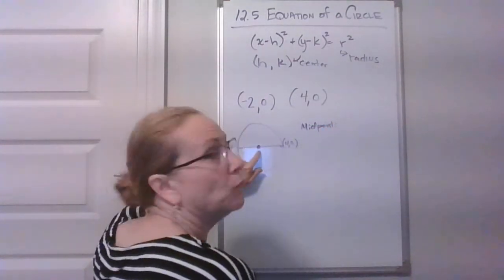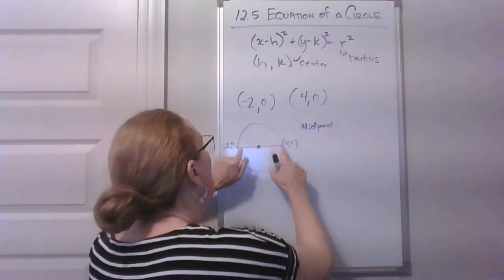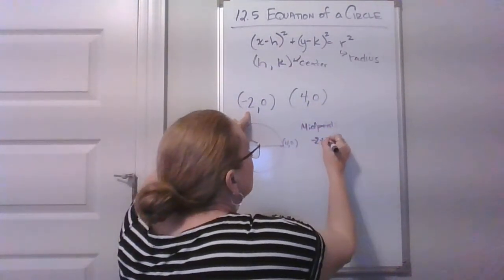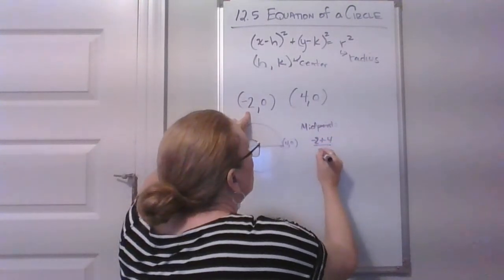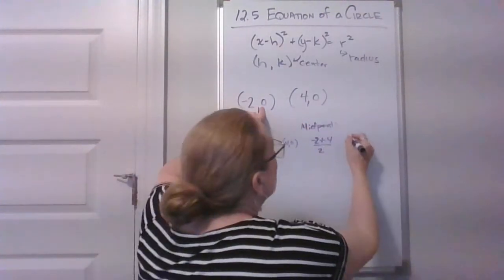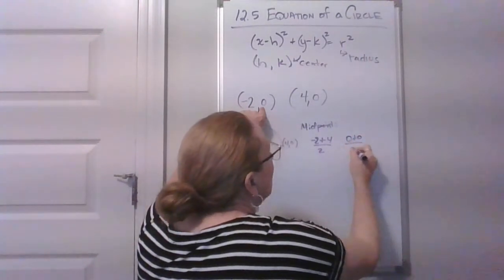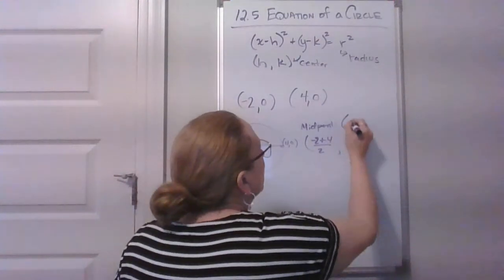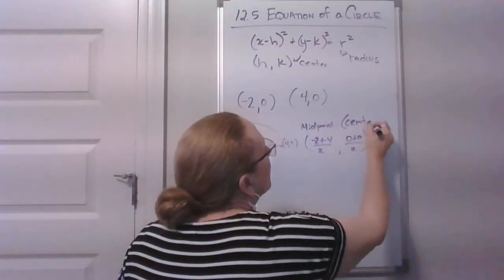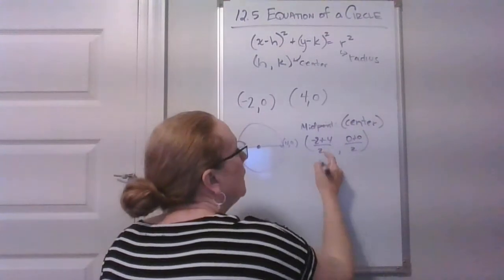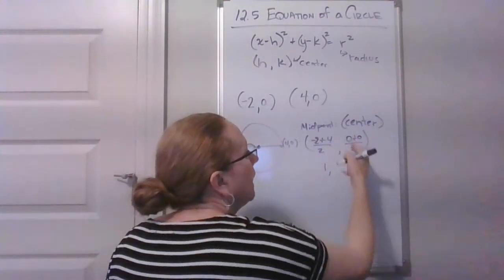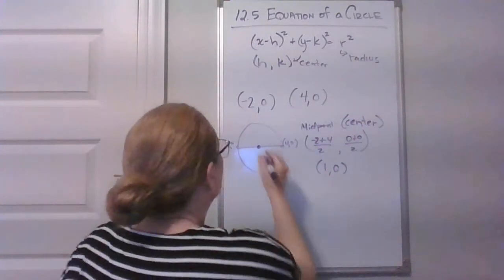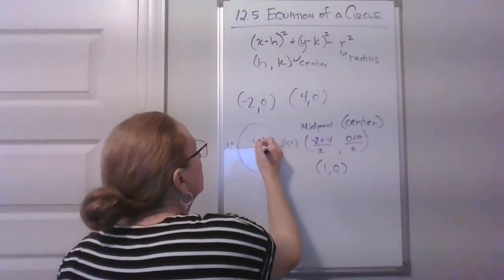If we're looking for the midpoint or the center of the circle, we take the x values, add, and divide by 2. We take the y values, add, and divide by 2. So our midpoint or our center will be 2 divided by 2, 1, and 0 divided by 2, 0. Will be 1, 0. So now we have that center.